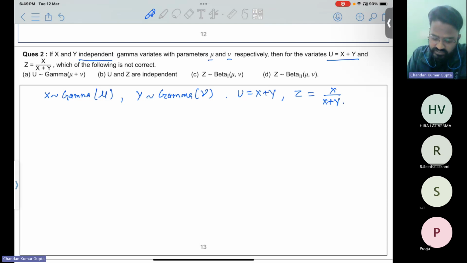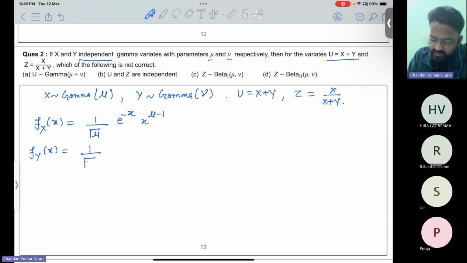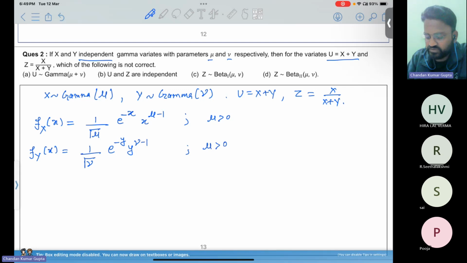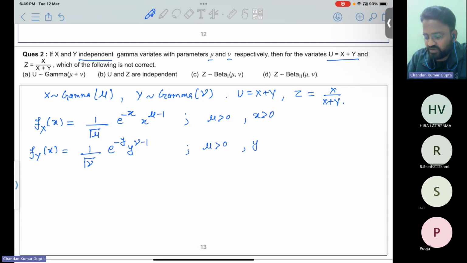So first, f of x is 1 upon gamma of mu, e to the power minus x, and x to the power mu minus 1. And for the y variable, it is 1 upon gamma nu, e to the power minus y, and y to the power nu minus 1. Here mu is greater than 0, nu is greater than 0, x is greater than 0, y is greater than 0. It is the property of gamma distribution.